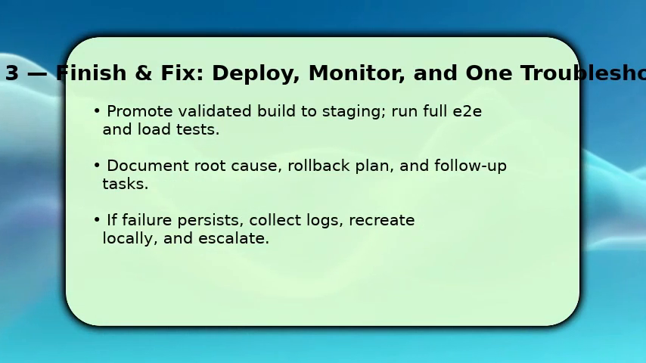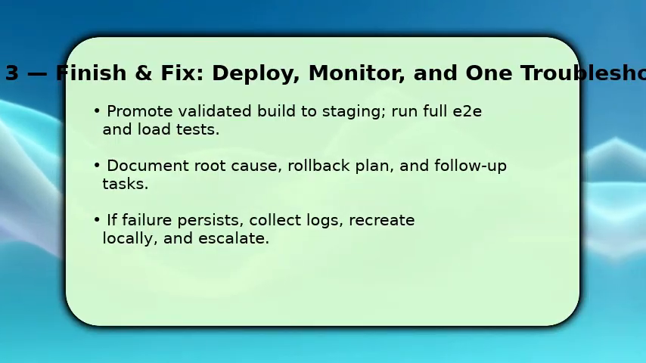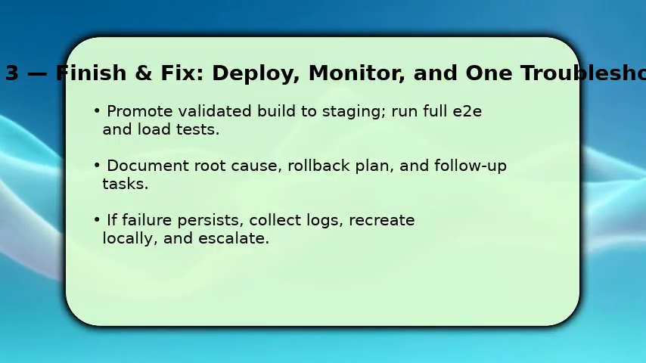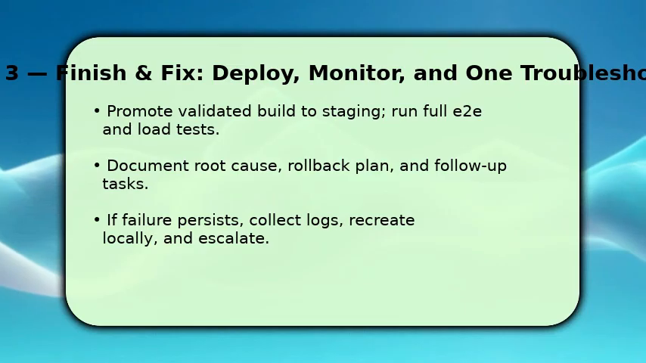You finish by validating the corrected build and promoting it through staging while running full end-to-end and load tests to ensure stability under expected traffic. Document the root cause, the rollback plan, and any follow-up tasks so the team can prevent recurrence. Then, make sure to run post-deploy checks for metrics, error rates, and latency.